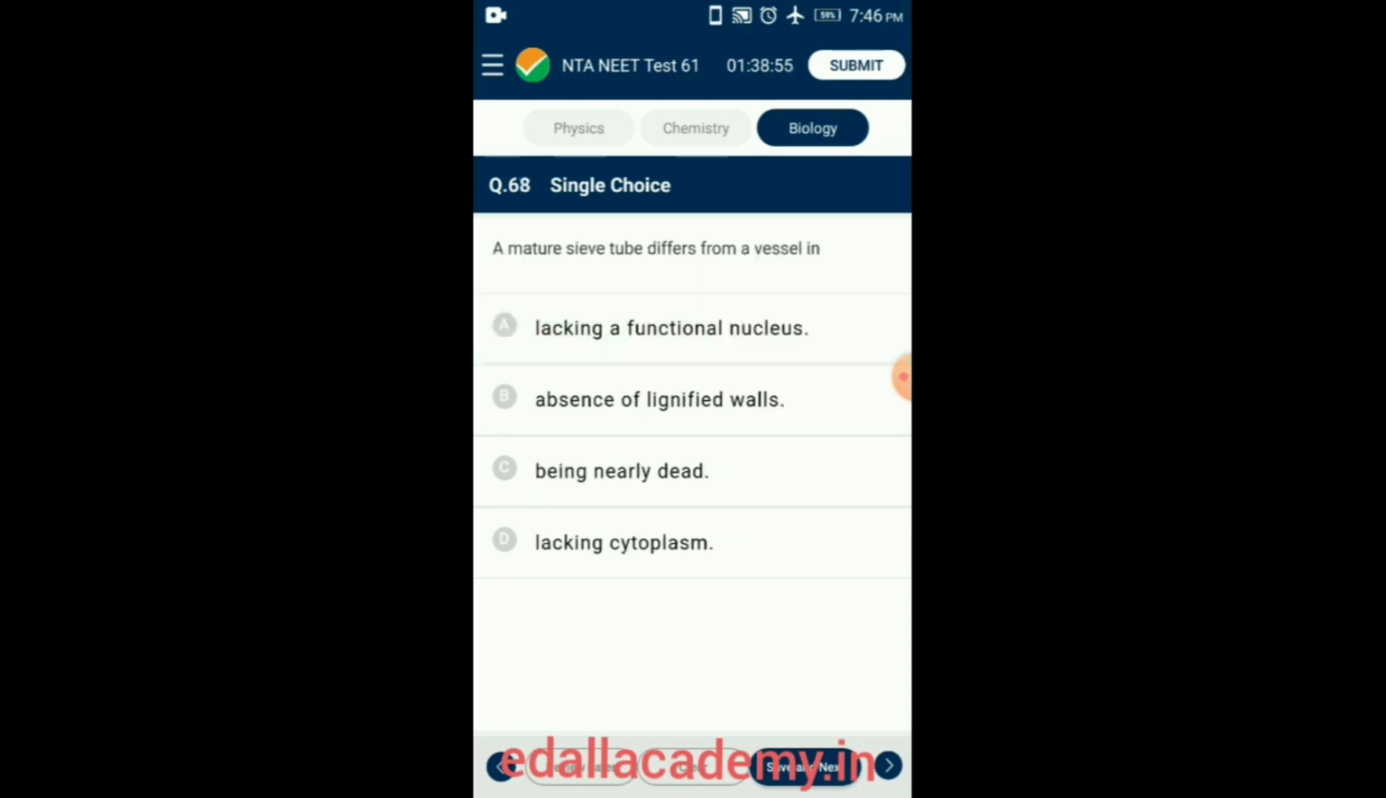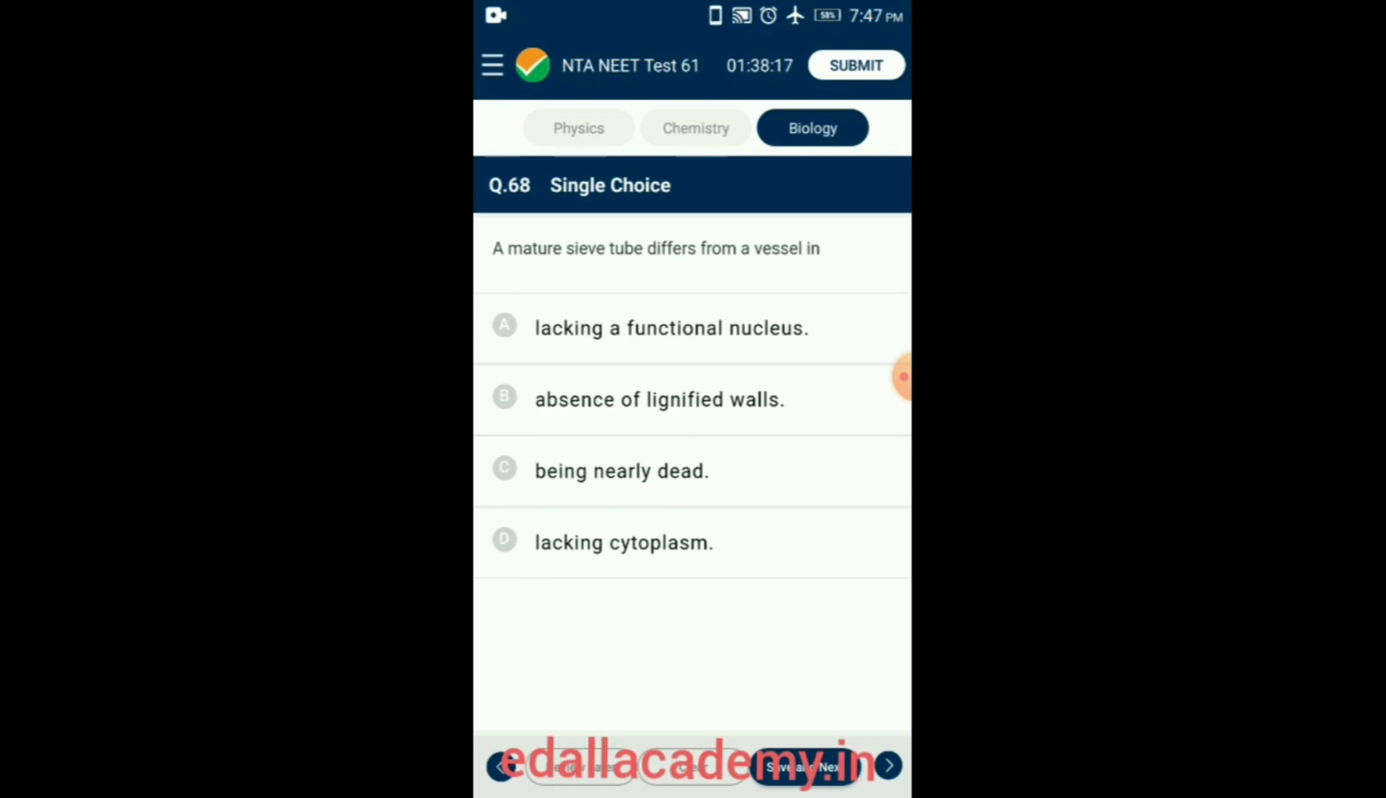Question number 68. A mature sieve tube differs from a vessel in. The vessel is a long cylindrical tube-like structure made up of many cells called vessel members, each with lignified walls and a large central cavity. The vessel cells are also devoid of protoplasm. Vessel members are interconnected through perforations in their common walls. The presence of vessels is one of the characteristic features of angiosperms.